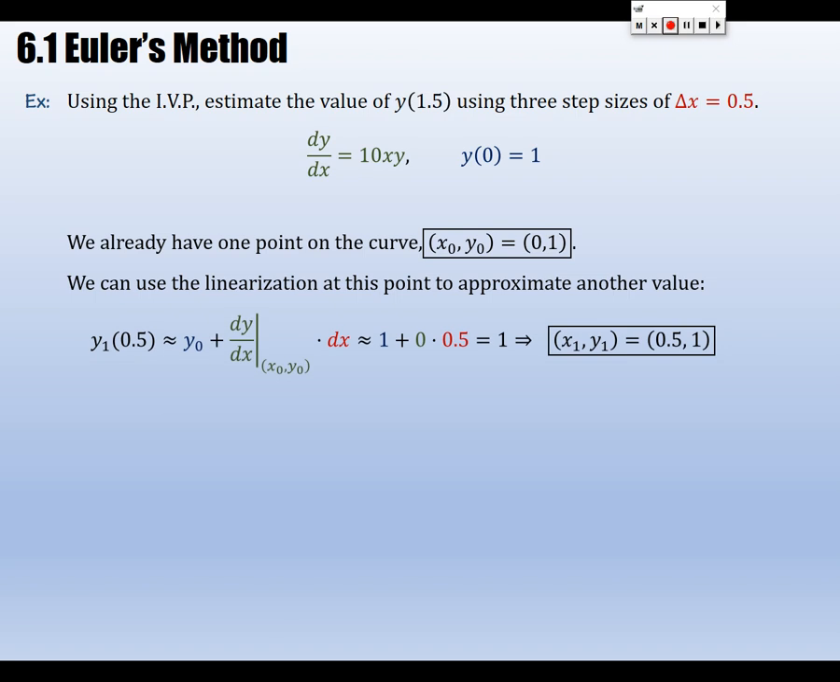So y1, we'll call y1 the value of y when x is 0.5 now, which is, in our case, 0.5 units to the left of our first x value, x equals 0. So we were at x equals 0, now we're stepping 0.5 units to the left.